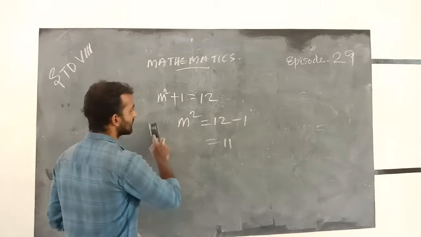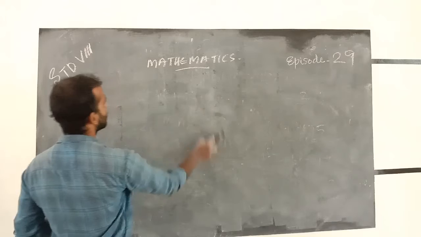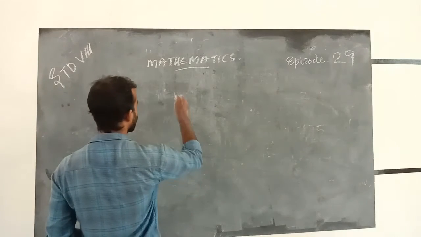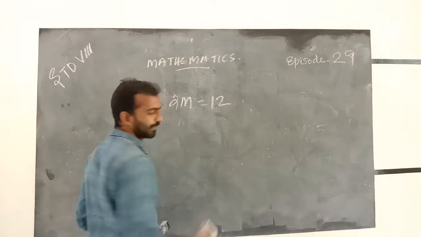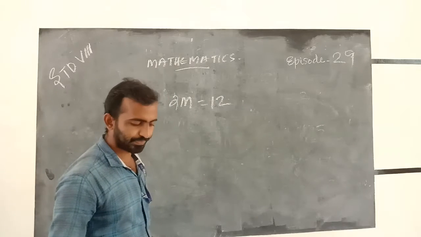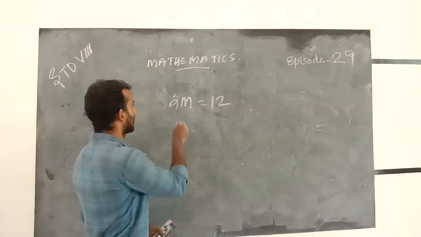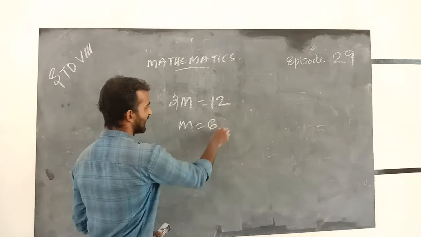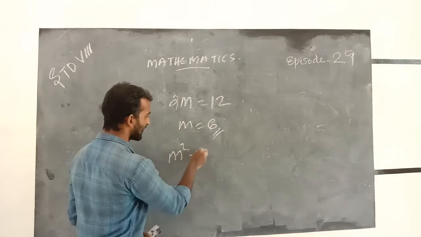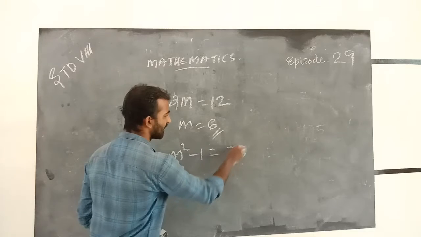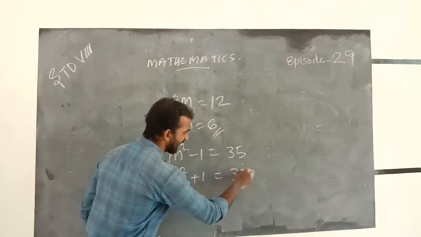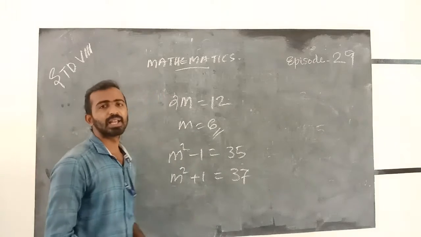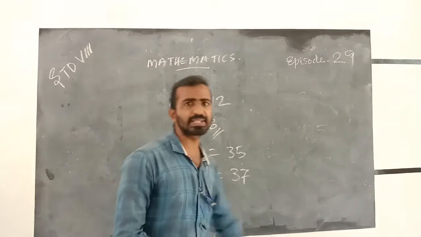So next we take 2m equal to 12. Then what is the answer? M equal to 6 we get. That is, m square minus 1 we get 35, and m square plus 1 equal to 37. Is it? Yes. That is, the Pythagorean triplets are 12, 35, 37.